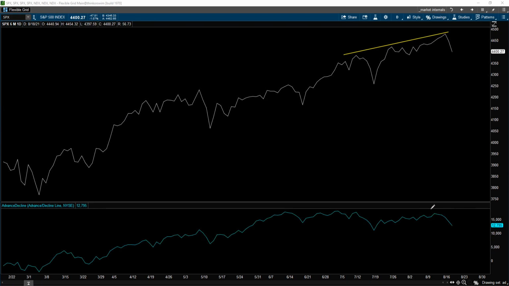And here, as you can see, the AD line is rolling over. So the S&P 500 cash index is also coming down. Right now, it looks like it might take out this pivot low here. So we expect to see further downside on the S&P 500 if the AD line continues to move downward.